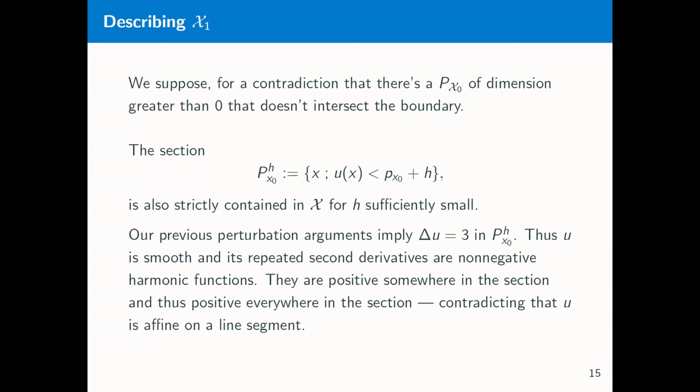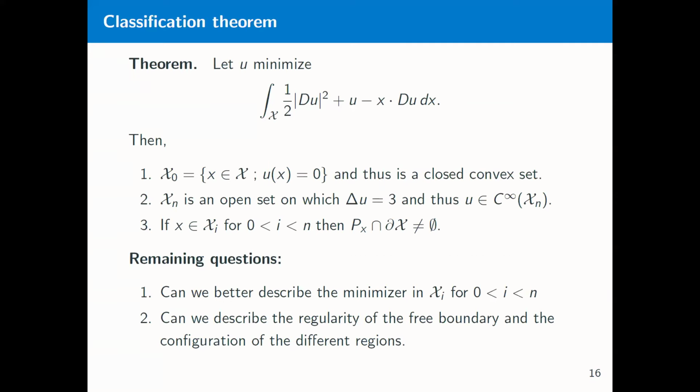So we've got a non-negative harmonic function which is positive somewhere in the section, thus it's positive everywhere, and certainly our function does not contain a flat portion. So the hypothesis we made that we had a strictly contained section is wrong. So those are the main ideas that give us our classification theorem. The next thing we want to ask is, well, first of all, can we better describe these intermediate regions?